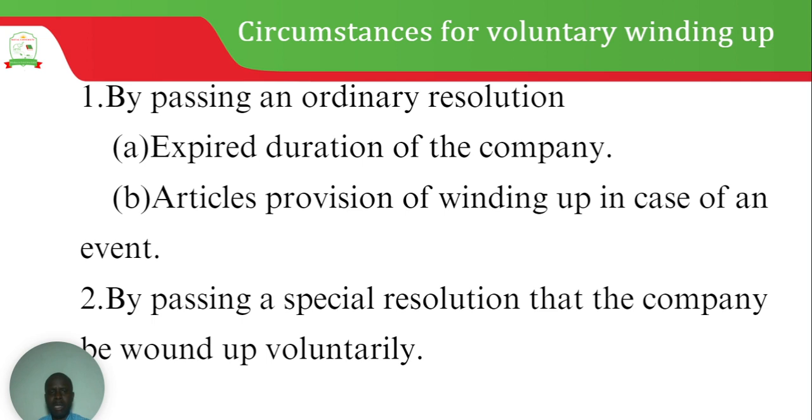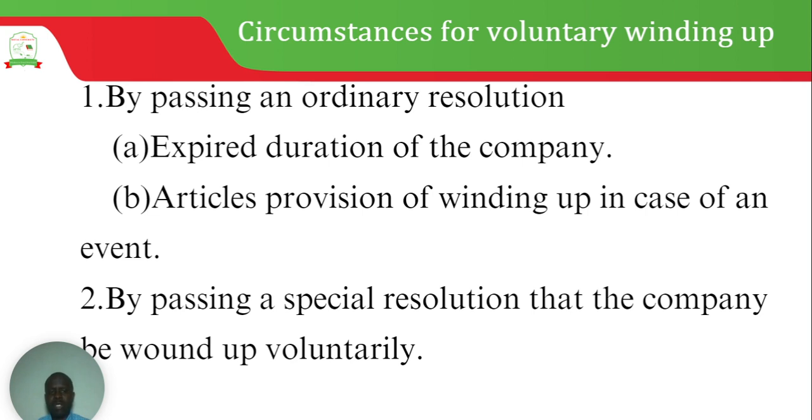What are some of the circumstances that would contribute to voluntary winding up? Number one is by passing an ordinary resolution, which takes effect when the duration of the company expires. Maybe we had set out to carry out certain activities within 1 year, 2 years, and that duration has elapsed. That could be a situation that would lead the company members or the shareholders to voluntarily bring to an end the activities of the company.